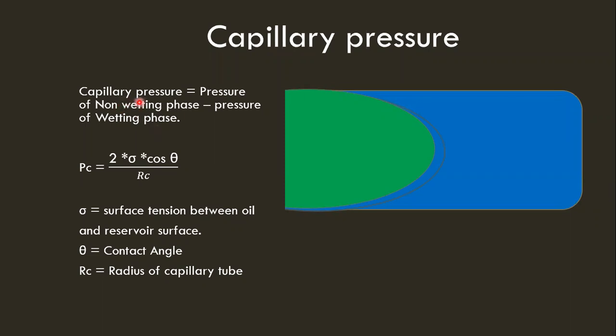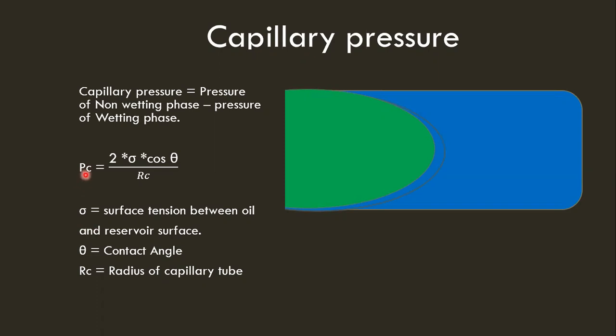So capillary pressure is nothing but the pressure difference between the non-wetting phase pressure and the wetting phase pressure. So here the non-wetting phase is oil, which was represented in green color, and the wetting phase is water, which was represented in blue color. So pressure of oil minus pressure of water is capillary pressure. So this is how capillary pressure can be defined. So this is one formula.